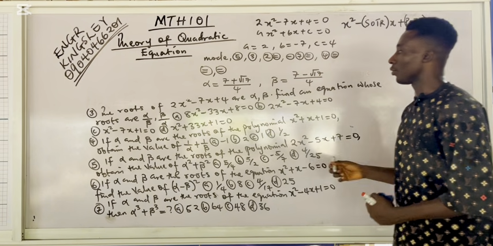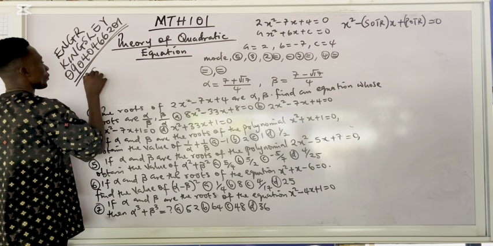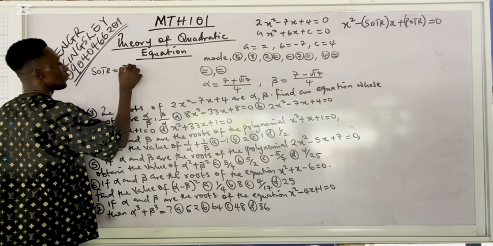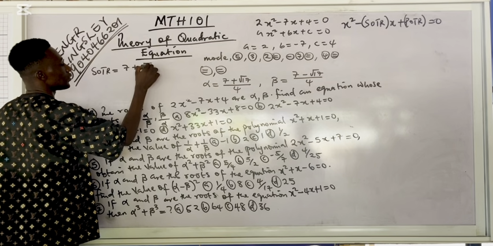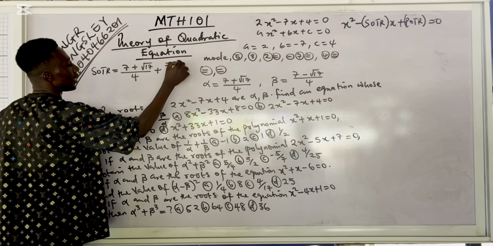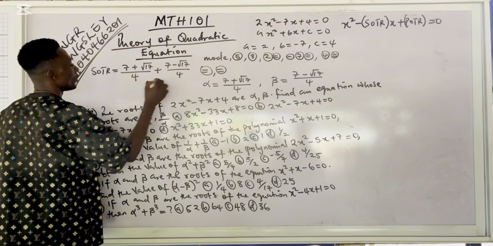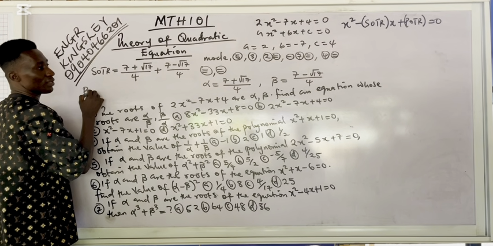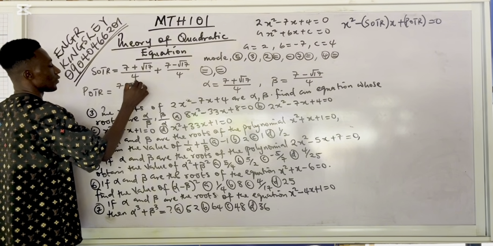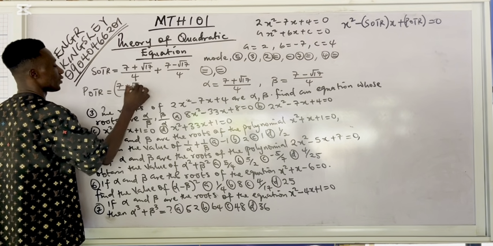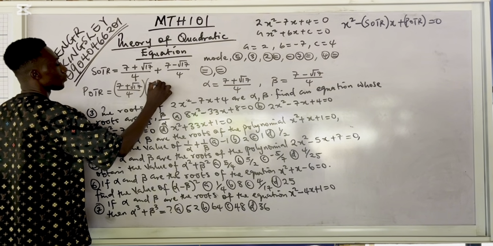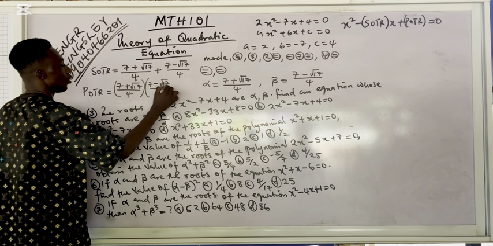So using your calculator, you get the sum of the roots, adding these two roots together: 7 plus root 17 all over 4 plus 7 minus root 17 all over 4. Then you get the product of the roots in a similar way with your calculator by having 7 plus root 17 all over 4 multiplied by 7 minus root 17 all over 4.